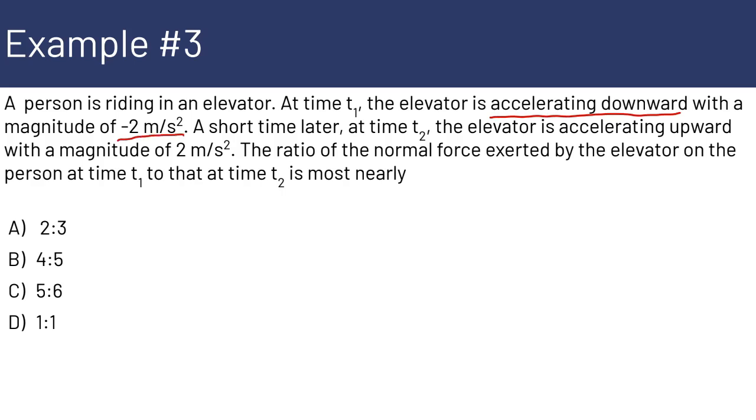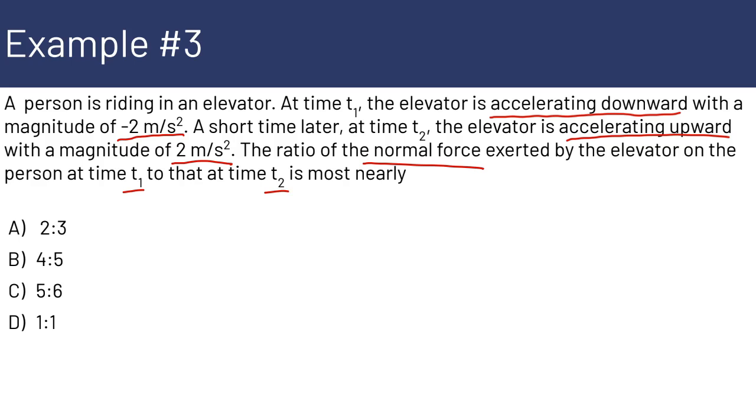A short time later, at time t2, the elevator is accelerating upward with a magnitude of 2 meters per second squared. The ratio of the normal force exerted by the elevator, so we're talking about normal force here, the normal force exerted by the elevator on the person at time t1 to that at time t2 is most nearly.